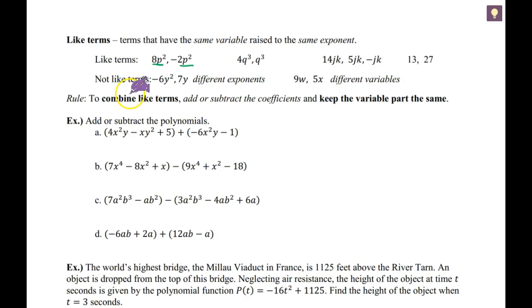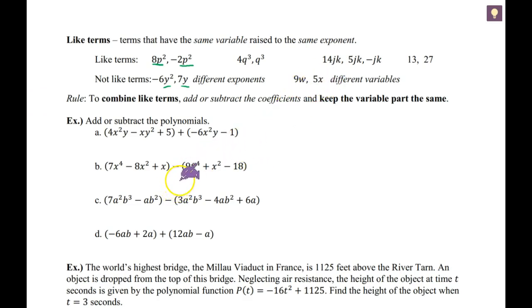Things that are not like would be, even though I have the same letter here, this is y squared and this is y. These are not like terms. This is like something one-dimensional and something two-dimensional. Can I add 3 feet to 3 square feet? No, they're not like. And of course, different variables are not like as well.